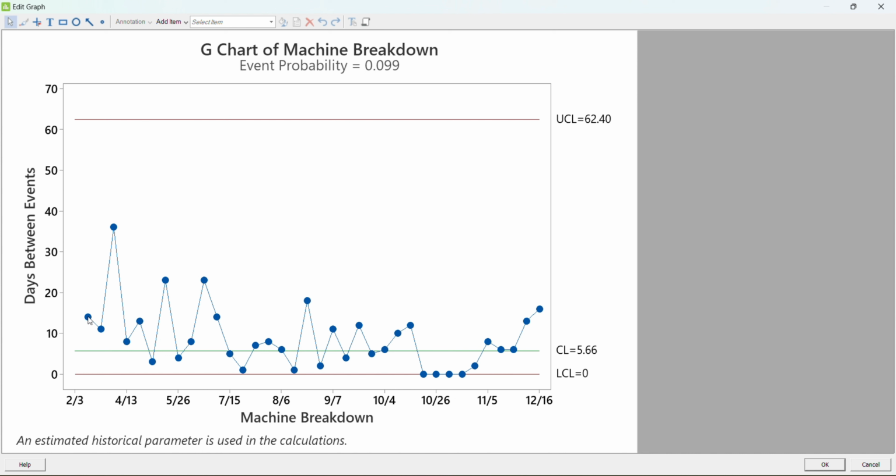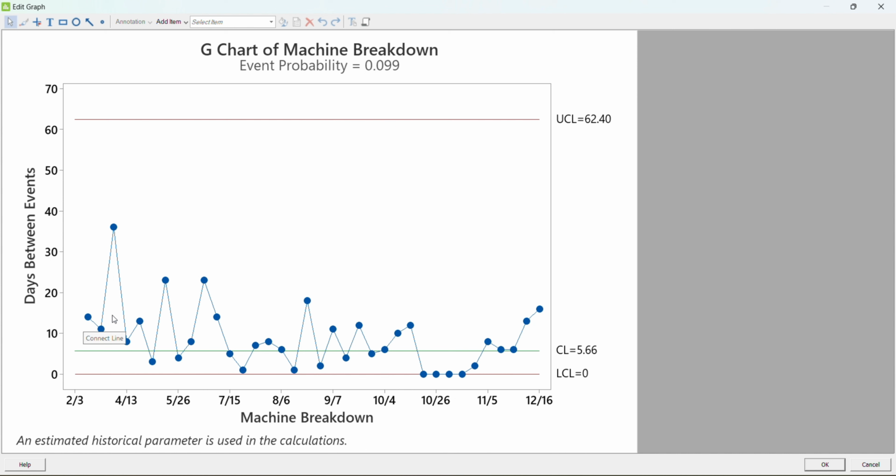So what does this first data point talk about? This data point says on 17th. The first event happened on 3rd of February. The second event happened on 17th of February. The distance between these two is 14 days. That's why the first data point is blank, and you have a dot only for the second data point in our table. The 14 days you see here is the number of days between two machine breakdown tickets that got raised. And this is the distance between the second and third ticket, and this is the distance between the third and fourth ticket.